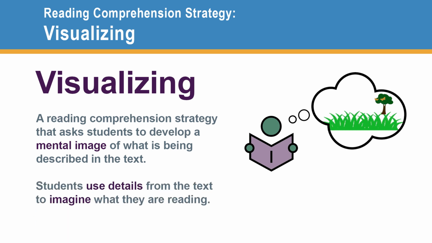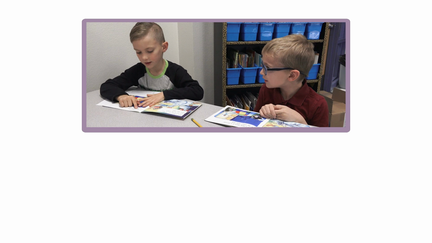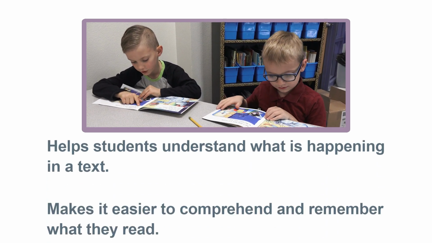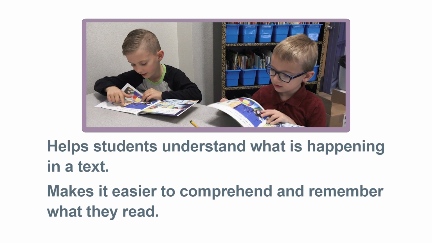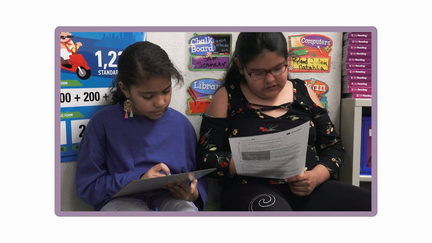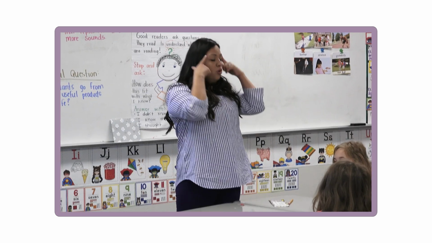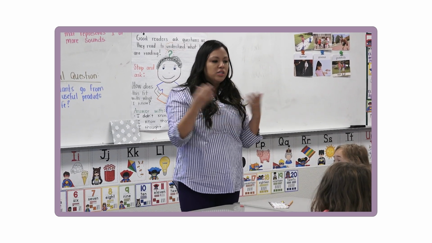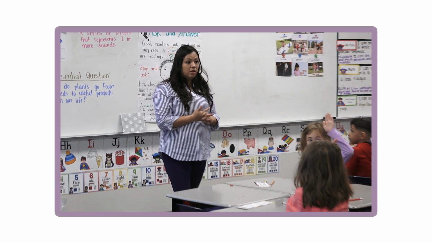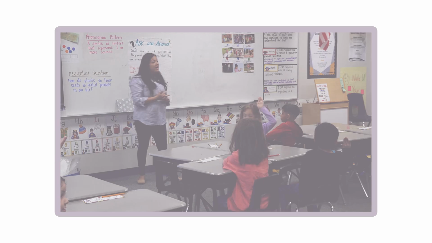When students visualize, they use details from the text to imagine or see images of what they are reading. This intentional mental practice helps students understand what is happening in a text and makes it easier to comprehend and remember what they read. Creating a picture in your mind can also make a text more interesting and engaging. You can explain to your students how reading can play like a TV show or a movie in their minds. This is a great way to introduce them to the reading strategy of visualizing.